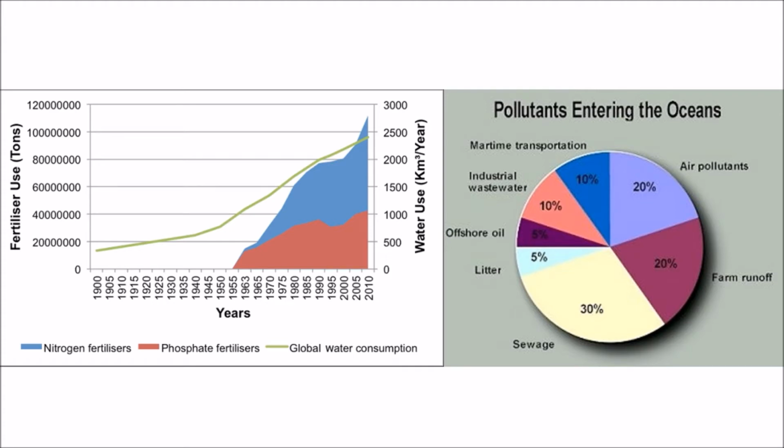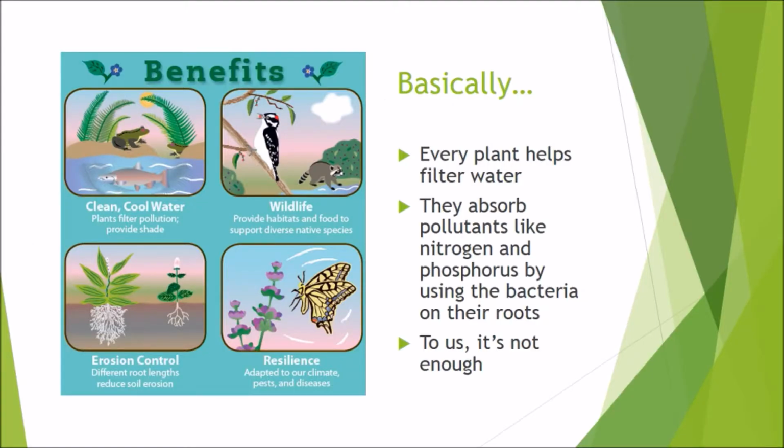Now look at the right graph. It's the percentage of pollutant released into the ocean. It shows that only 20% of the water pollution is caused by farm runoff. It is hard to believe that much waste is going to the sea, so we must do something about it.